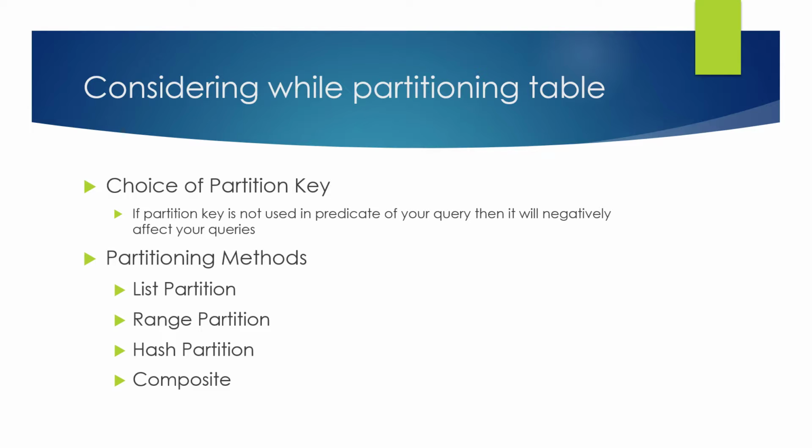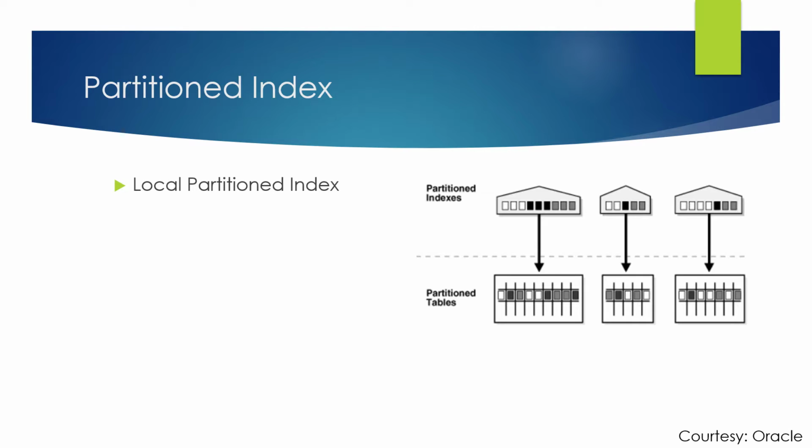And you can also have a composite partition, where let's say you want to partition your table first based on the state, and within a state you want to partition people based on range, let's say age. In that particular case it will be called a composite partition. Alright, so let's move from partitioning of the table to partitioning of the indexes and how they are related to each other.